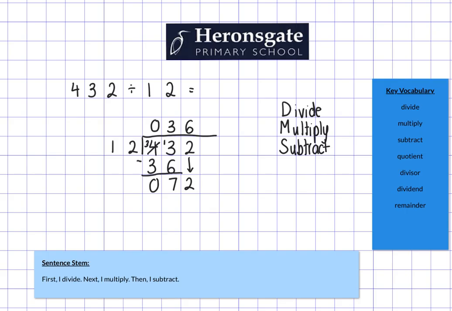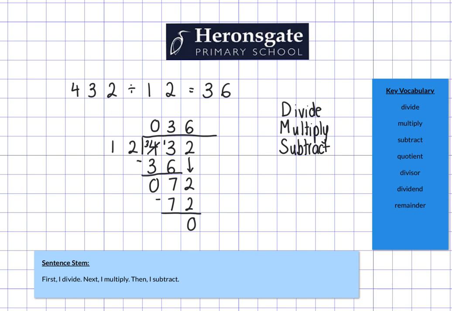And just to check that I have no remainders, I need to do my multiplication part. 12 times 6 is 72. Subtract, 72 is 0, meaning that I can say 432 divided by 12 is 36.